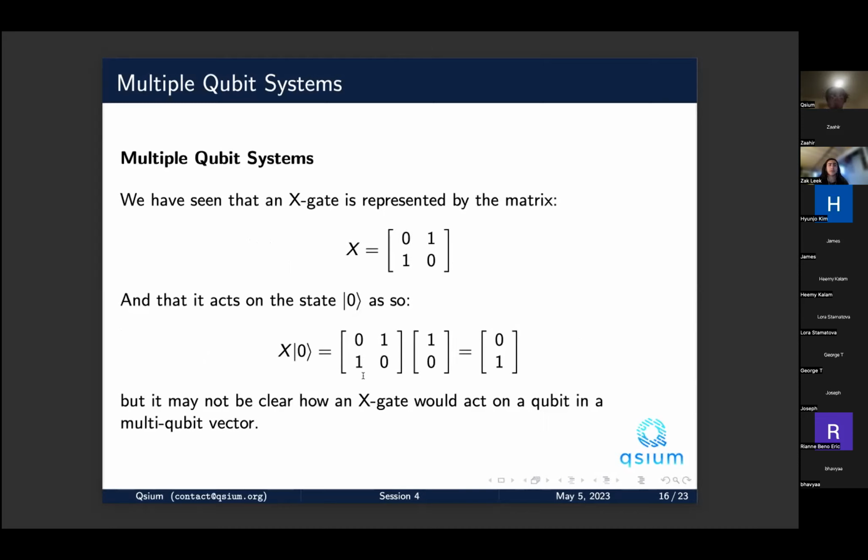So we had a look at multiple qubit systems and how multiple qubits are represented. For example, if you have n qubits, the starting state will be 0, 0, 0, and so on up to n. We start thinking of quantum states as multiple quantum states, and when we look at entanglement, we think of it as a tensor product of all the qubits. It may not be clear how an X gate would act on a qubit in a multi-qubit vector, but hopefully the different examples in the breakout room give you a better idea of how it works.